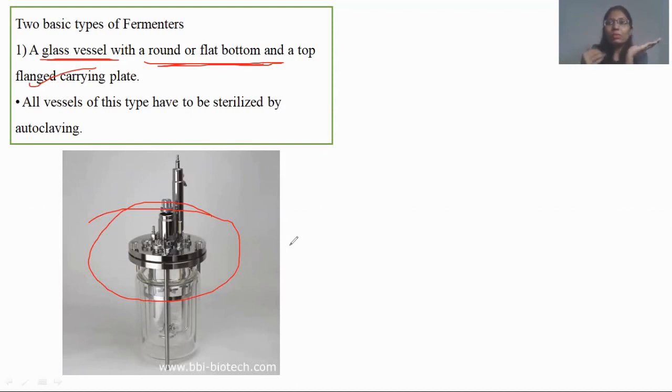Please watch the entire video so that you can have a better understanding of the topic. Now all these types of vessels are sterilized by autoclave, because it is easy to remove all the screws and separate out all the components to sterilize them. So it is normally sterilized by autoclaving.